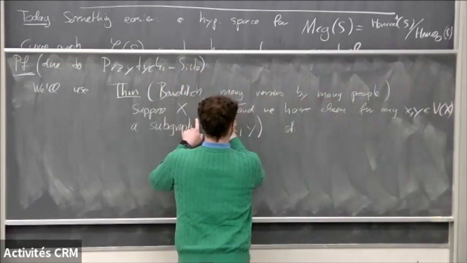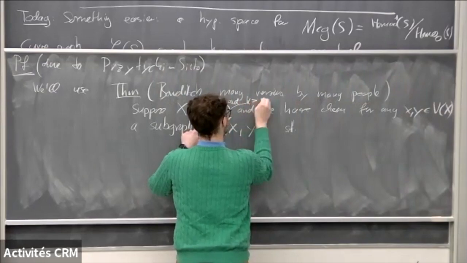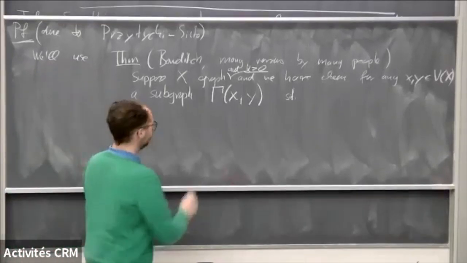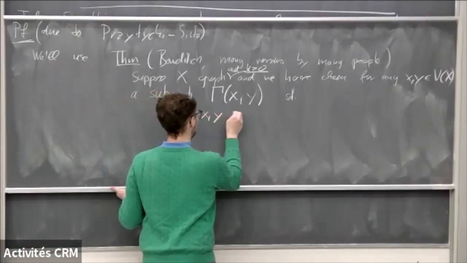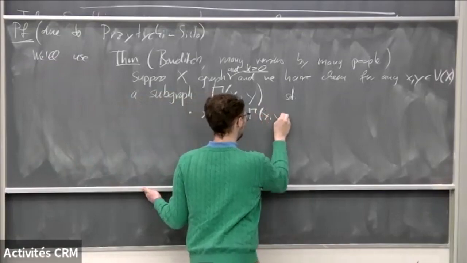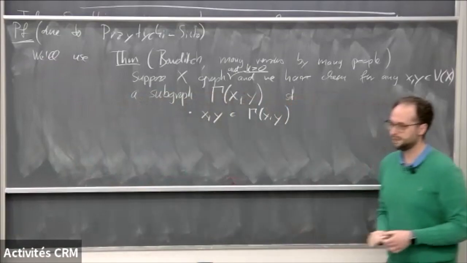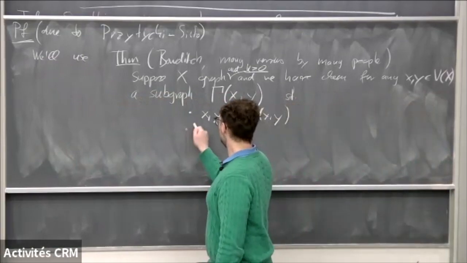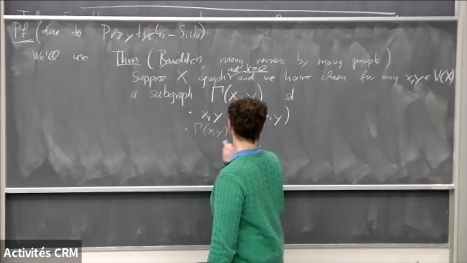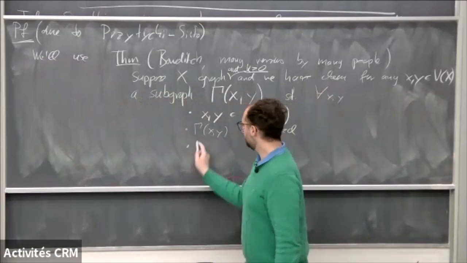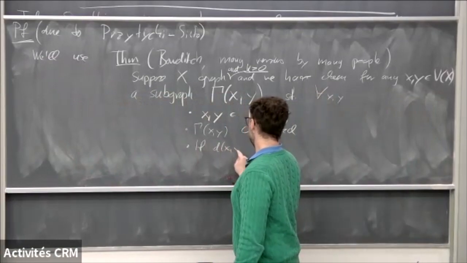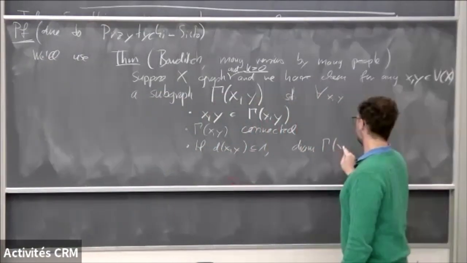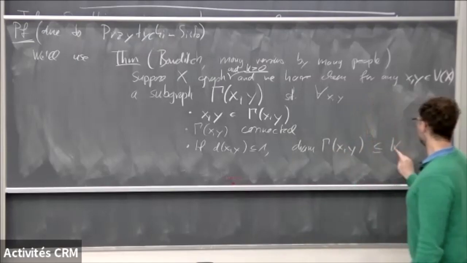Maybe I should pick a number first. So n k is some constant. Suppose I've been able to pick subgraphs with the following properties. The labeling is supposed to tell this, but the vertices x and y are supposed to be in the graph labeled by x and y. The thing is supposed to be connected. If the points are really close to each other, then the diameter of this chosen subgraph is at most k.